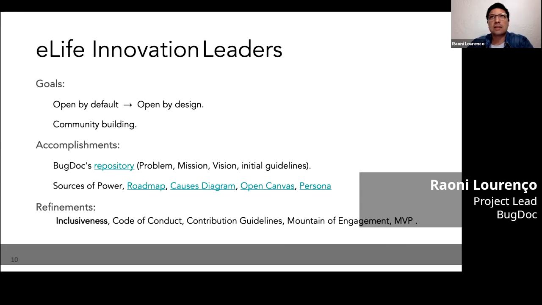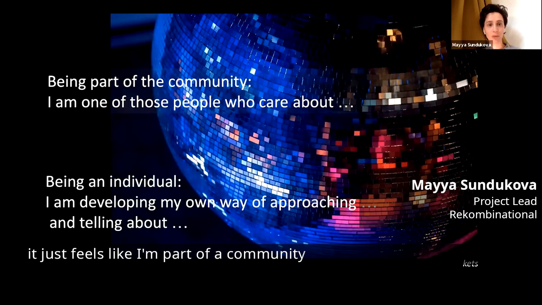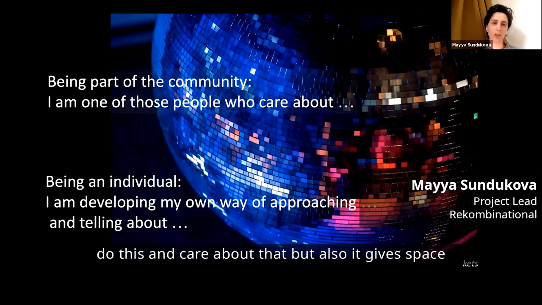I've learned in doing the program a lot of things that I've never thought before, for example, the importance of inclusiveness, or thinking about who was excluded in this process. I think probably one of the biggest things I've gained from this is how supportive the community is. It just feels like I'm a part of the community. I'm one of those people who do this and care about that, but also it gives space to develop my own way of approaching and dealing with things.